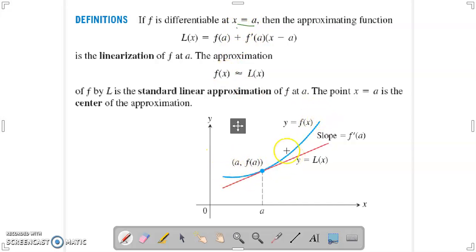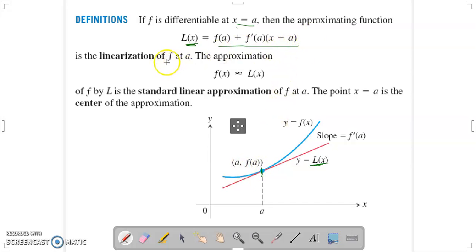This is the curve and this is the point a comma f of a, and we are saying that f is differentiable at this point, which means you can draw this tangent. Then the approximating function is defined by the tangent line, represented by L of x, which is equal to f of a plus f dash a into x minus a. This is basically the equation of the tangent passing through the point a comma f of a.